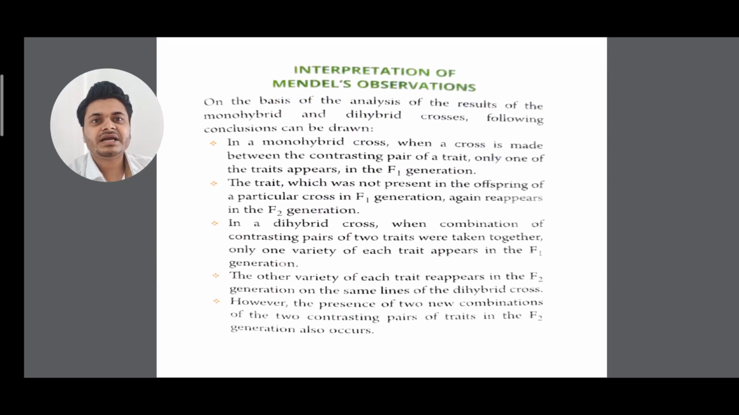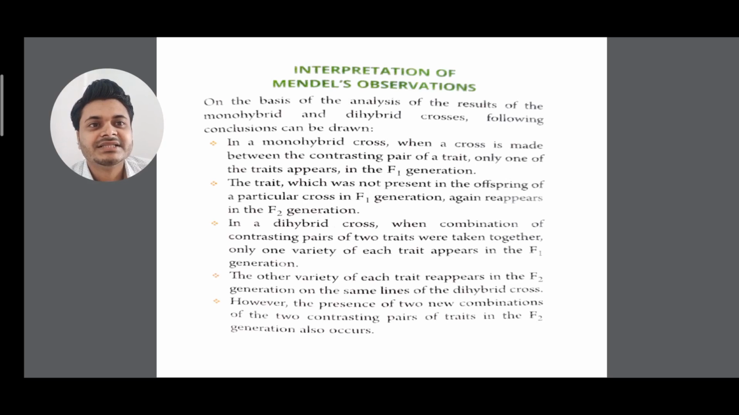Now what is the interpretation after Mendel's observation? After Mendel observed all this, what conclusion did he give? He gave the conclusion that in a monohybrid cross, when a cross is made between a contrasting pair of traits, only one of the traits appears in the F1 generation. Like we have seen in the monohybrid cross, tall and dwarf were crossed, and the F1 hybrid produced is only one, that is the tall plant. But the dwarf character was there, it was suppressed, because it was produced as capital T and small t. Its phenotype is hybrid tall, but the genotype is capital T and small t.